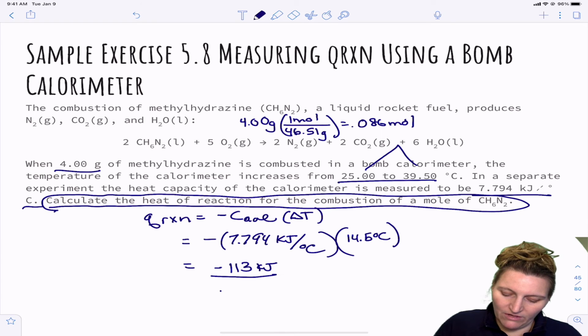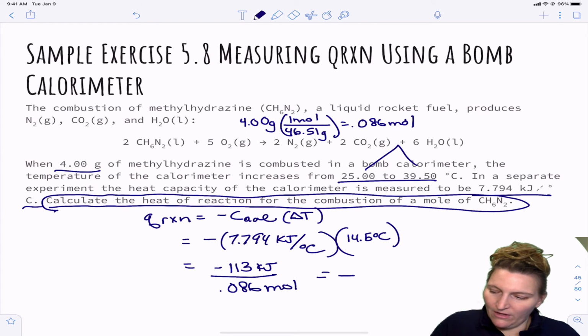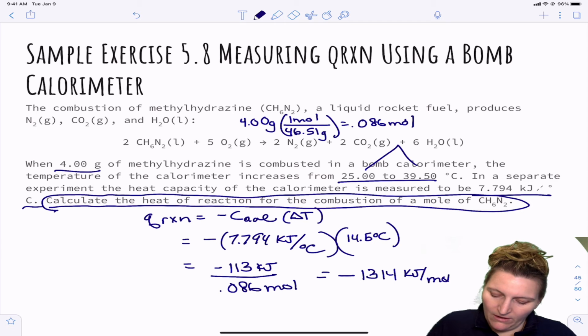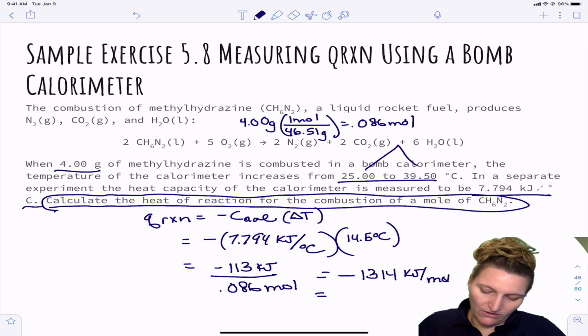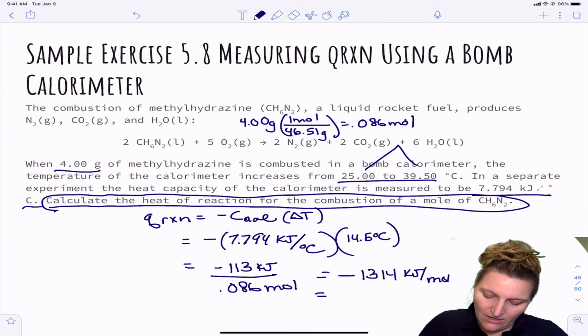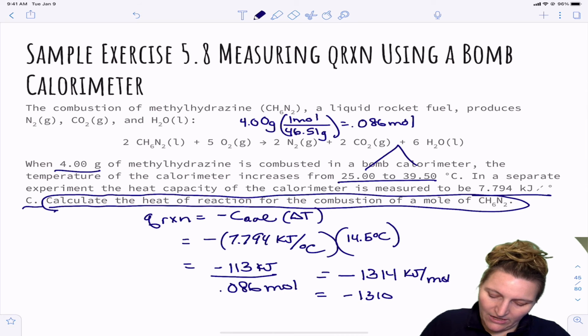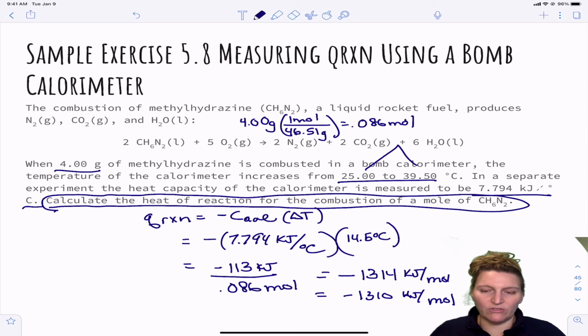So now I take that divided by 0.086 moles, and I'm left with negative 1314 kilojoules per mole. And let's look at significant figures here. We can do at least 3. So negative 1310 kilojoules per mole of methylhydrazine. Really important to watch your units in these.